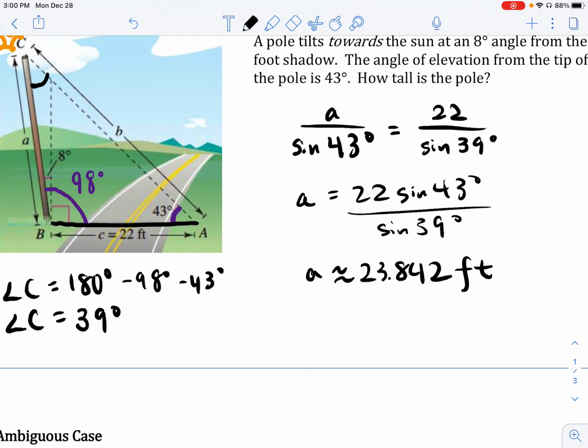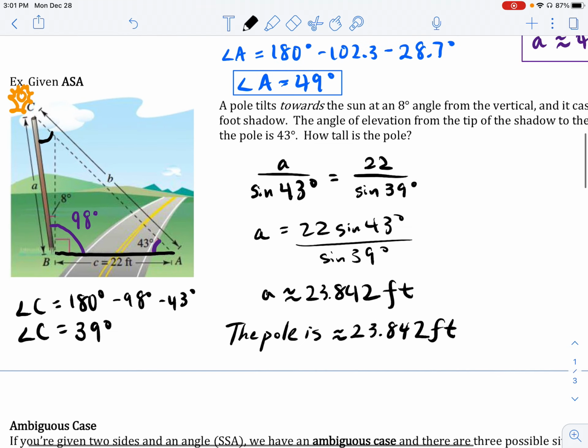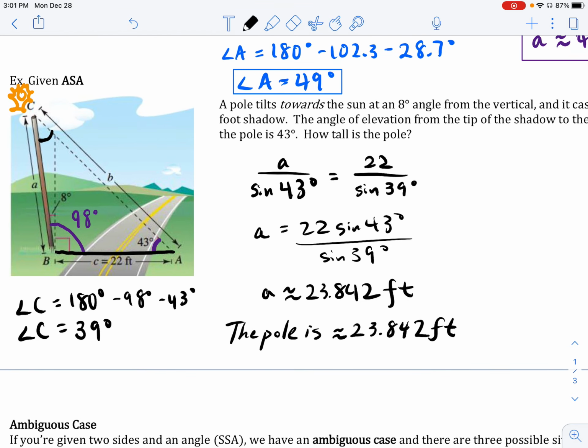And we should probably write that in a very short sentence just to indicate we know what we're saying and what we just found. The pole is approximately 23.842 feet. Okay, so here was another law of sines problem that involved using an ASA triangle to solve for, in this case, one other side that we wanted to figure out.